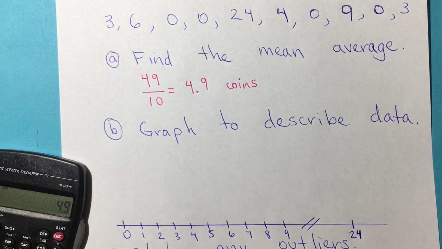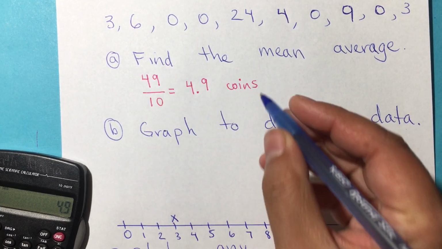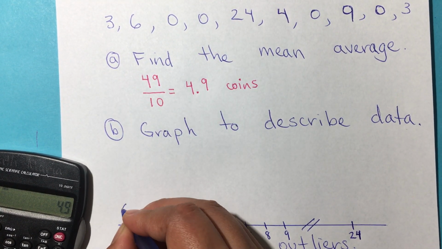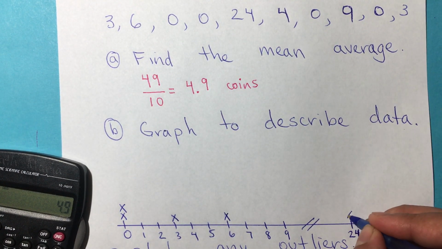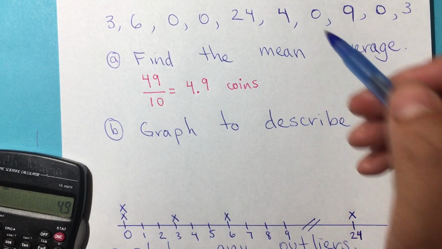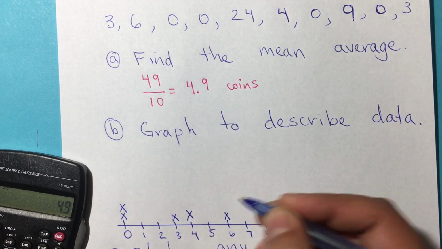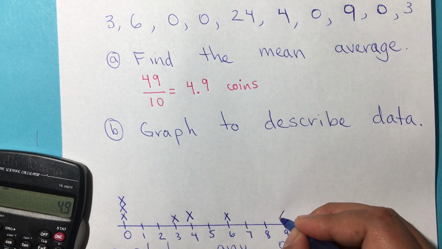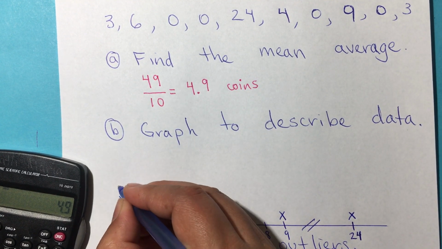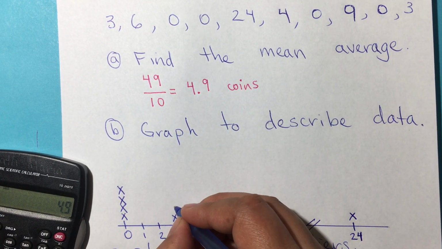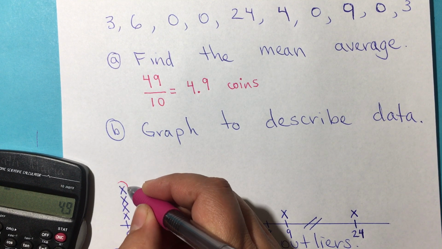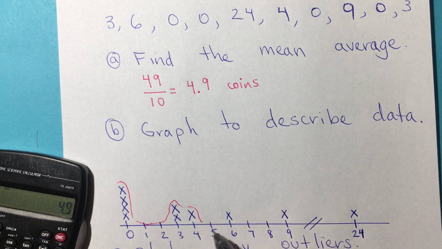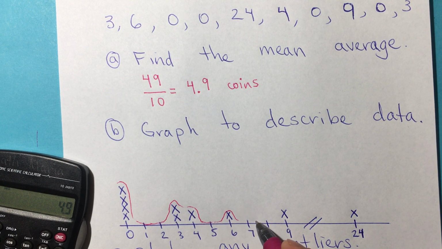So we have 3, 6, 0, 0, 24, 4, another 0, 9, 0, and 3.